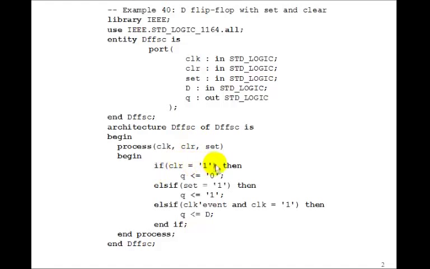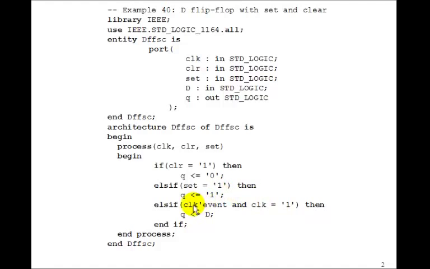So we'll say if clear equals 1, Q gets 0. That's our asynchronous clear. Else if set equals 1, then Q gets 1. So that's an asynchronous set. Anytime set goes to 1, Q will immediately go to 1. Else if. Now this is where we had our function rising edge of clock.